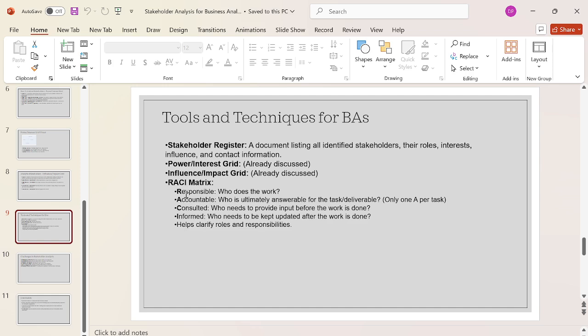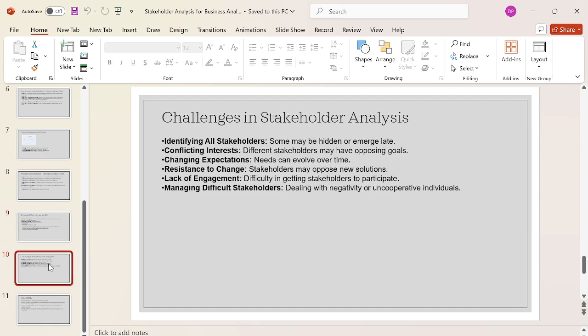And informed means those who need to be kept updated after the work is done. It's also the client, the client head, or the delivery manager. That comes under the informed person, and it clearly shows the roles and responsibilities of each stakeholder. High power, we should inform. So those are the tools and techniques business analysts use to do stakeholder analysis. Let's move on to the next slide.